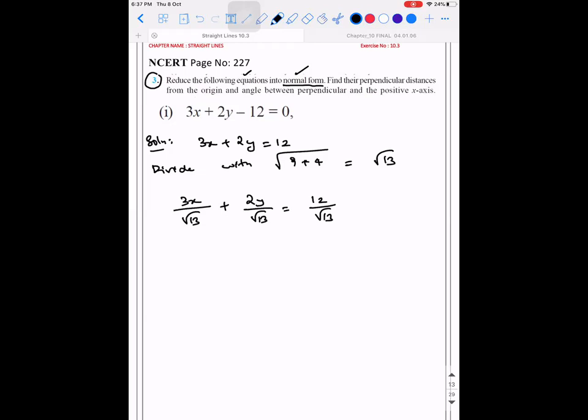So 3 by root 13 is equal to cos alpha. Can you check in what format the answer is given in the textbook? 2 by root 13 is sin alpha and p is 12 divided by root 13. So this should be the normal form. That's it. So how have they given the answer at the back?